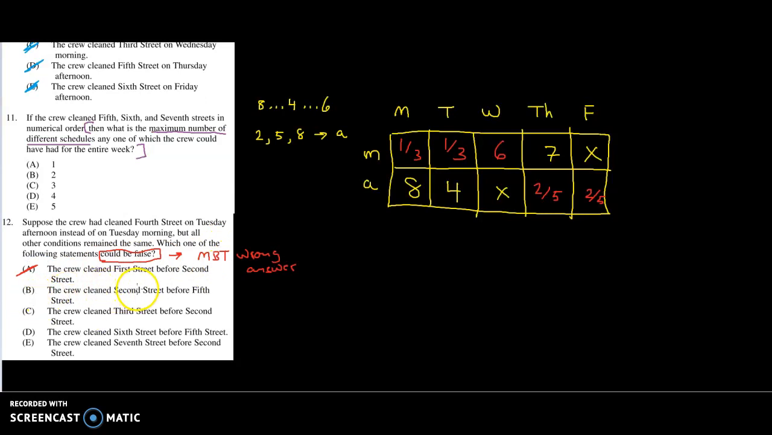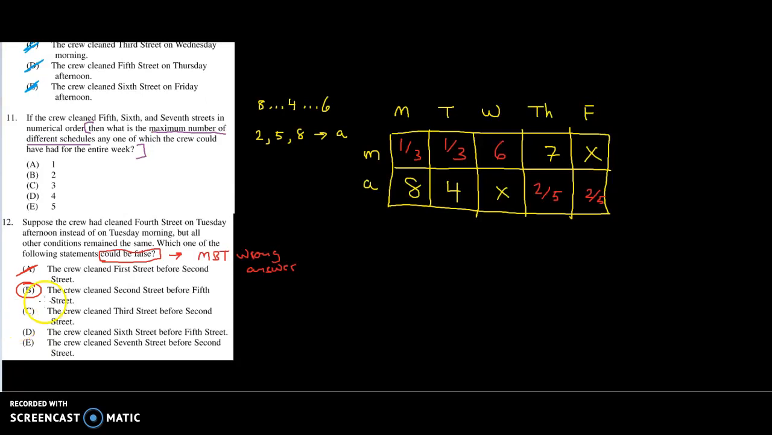All right, let's see. 2nd before 5th. Well, does that have to be true? Doesn't look like it, right? Because it looks like I could put 5 here and 2 here, or 2 here and 5 there. That's not something that has to be true. So that looks like that's our correct answer.